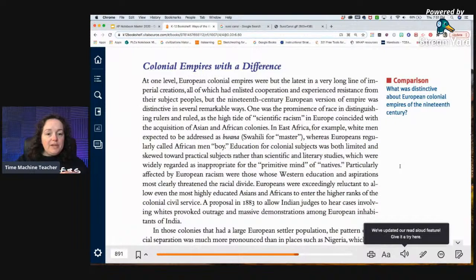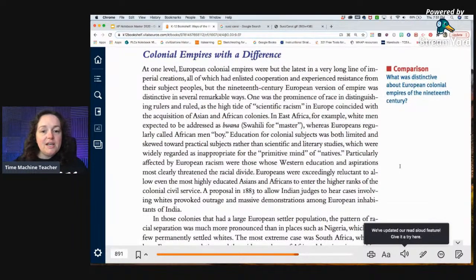On one level, European colonial empires were but the latest in a very long line of imperial creations, all of which had enlisted cooperation and experienced resistance from their subject peoples. But the 19th century European version of empires was distinctive in several remarkable ways. So here they are. Get ready.